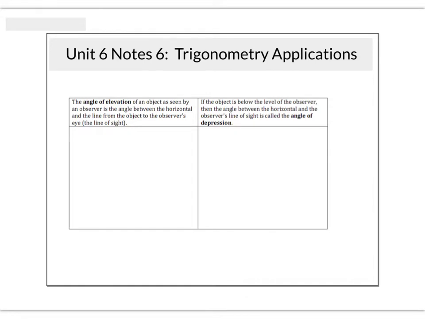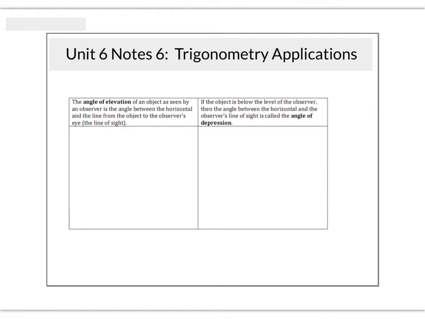So there's just two new vocab words today, or expressions. The first one is angle of elevation. The angle of elevation of an object as seen by an observer is the angle between the horizontal and the line from the object to the observer's eye, or the line of sight.